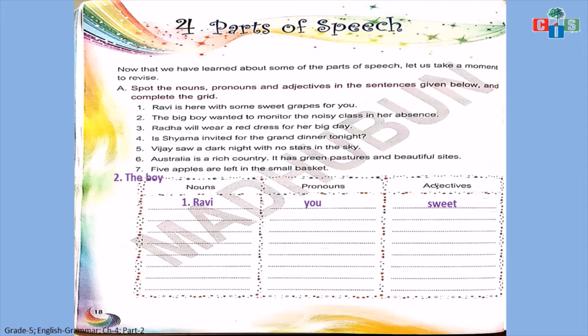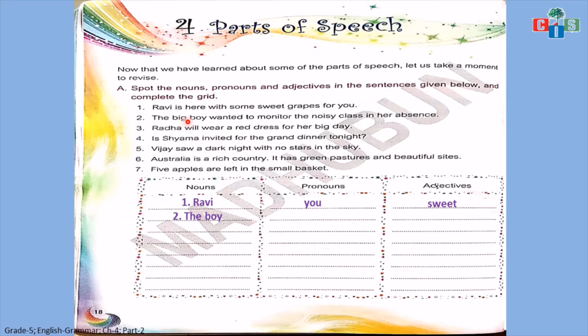Okay, so now let's see the second sentence. In the second sentence: the big boy wanted to monitor the noisy class in her absence, okay. So in the big boy, boy is working here as a noun, and big is working here as an adjective. This word is telling us more about the boy. How is the boy? The boy is big, okay. So boy comes as a noun and big comes as an adjective.